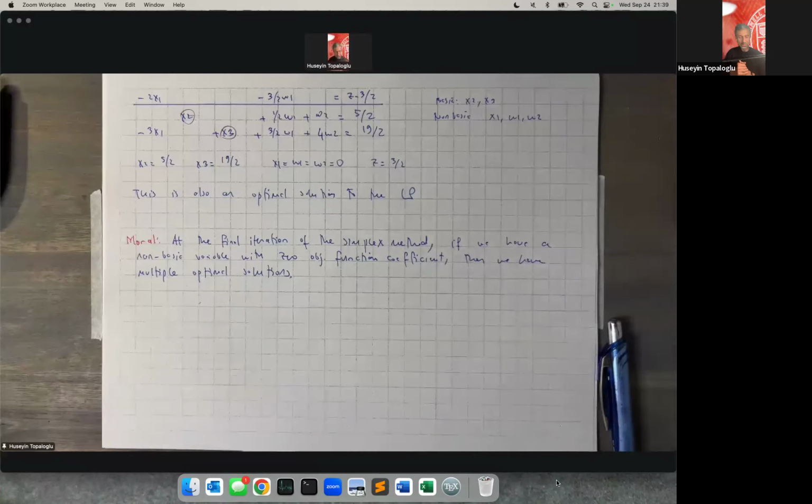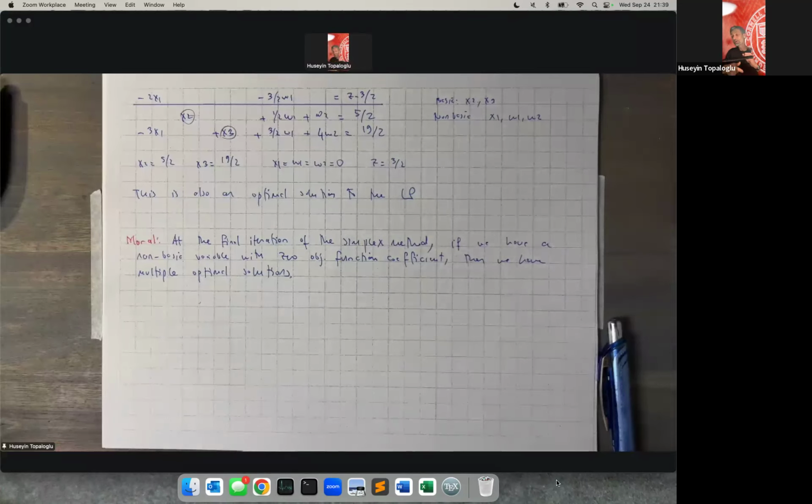If at any iteration of the simplex method we have a non-basic variable with a strictly positive objective function coefficient, we can increase that non-basic variable to make the objective value larger and larger. And if this non-basic variable has all negative or zero constraint coefficients, then we can increase it without getting into any infeasibility trouble, so we have an unbounded linear program.